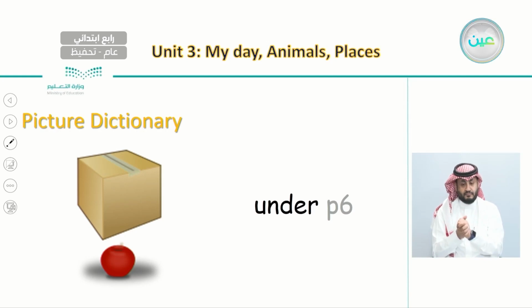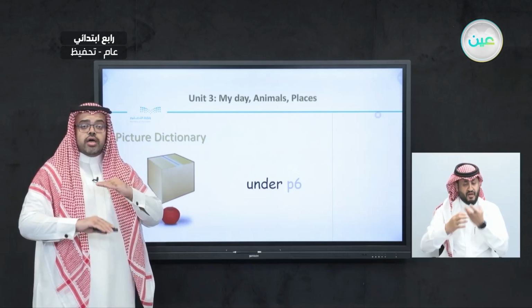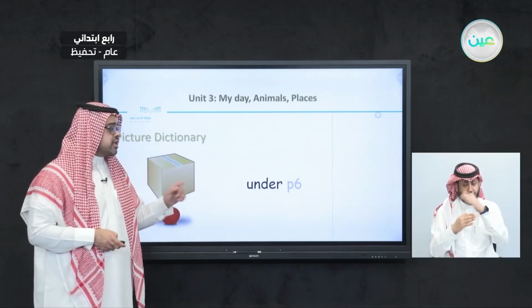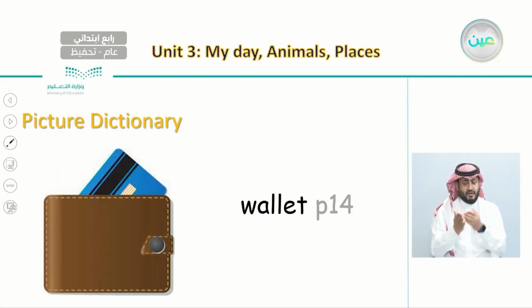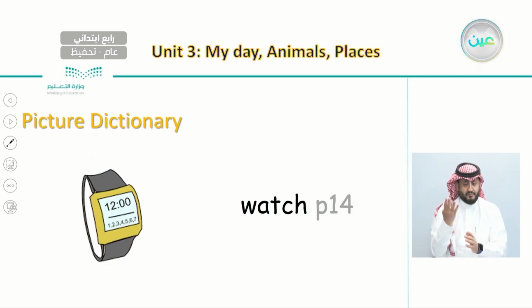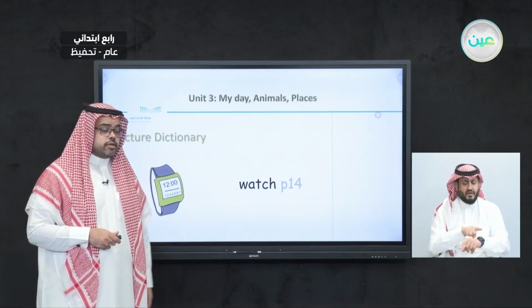And then we have another preposition, which is under. So here we have an apple that is under the box, that can be seen on page 6. And then we have a wallet, where we keep our money, we keep our cards, usually put in this wallet, that can be seen on page 14. And also on page 14, we read this word, which is watch. A watch, we can use it to look for time and also to know what time it is.